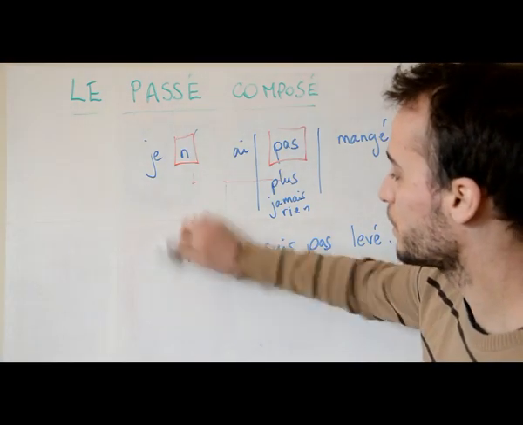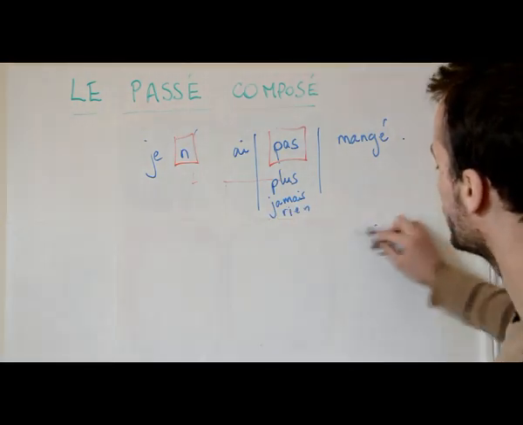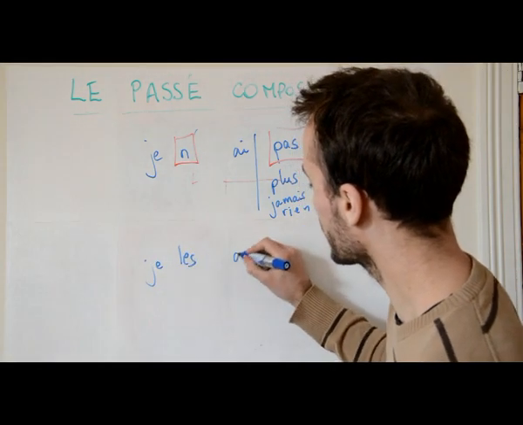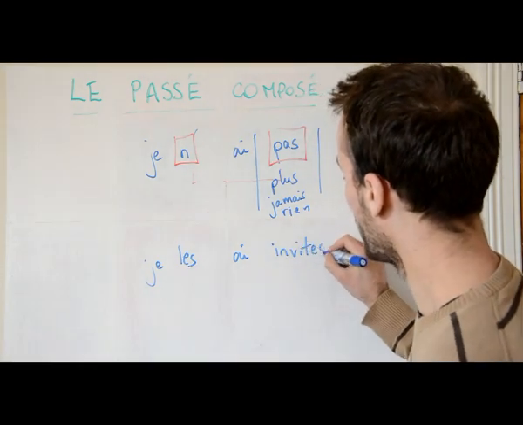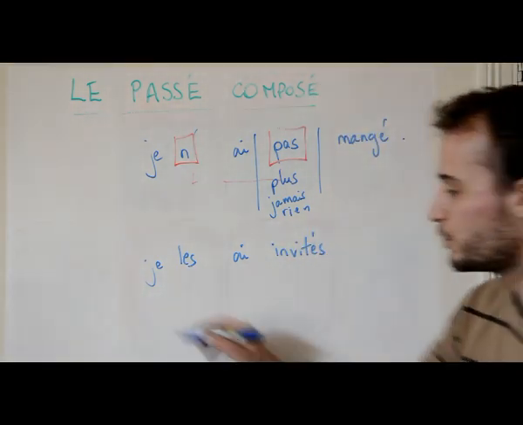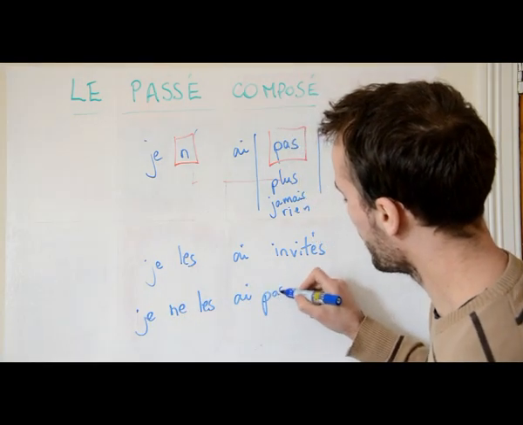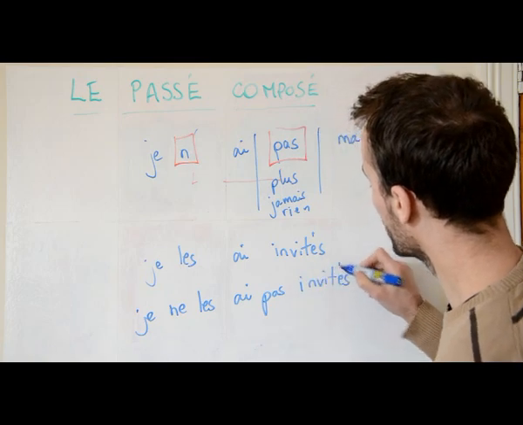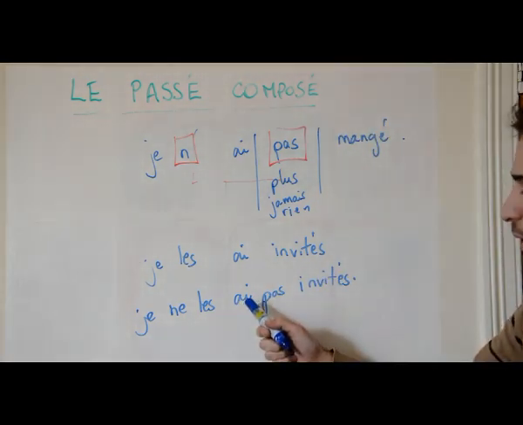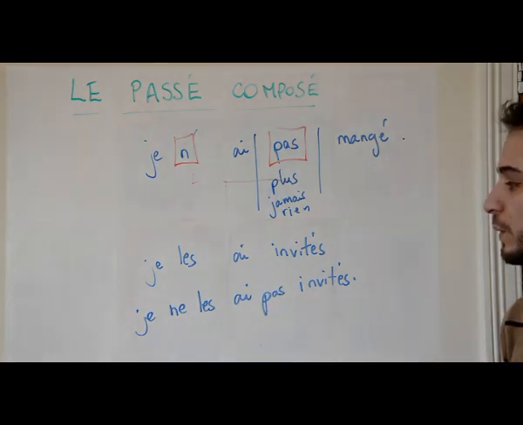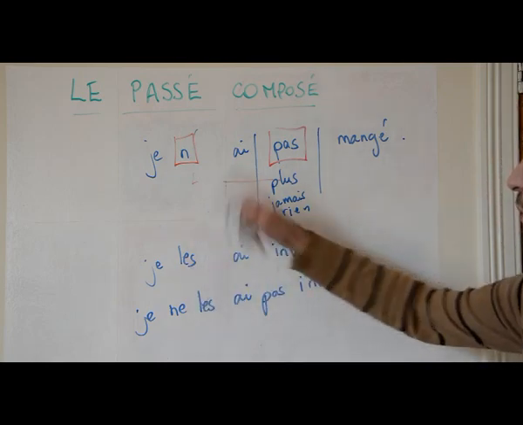So that's something you can remember. If you're using a pronoun, like I used before with my friend I invite them, so it was je les ai invités, then it would be je ne les ai pas invités. So once again, that respects the logic, pas between the auxiliary and the past participle, and ne just before the pronoun. So je ne les ai pas invités.